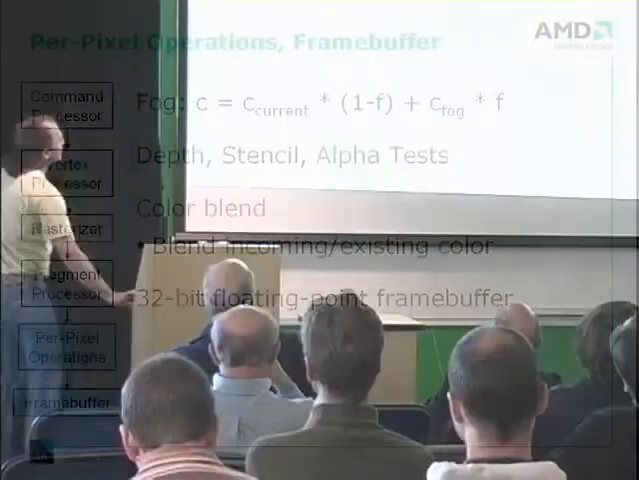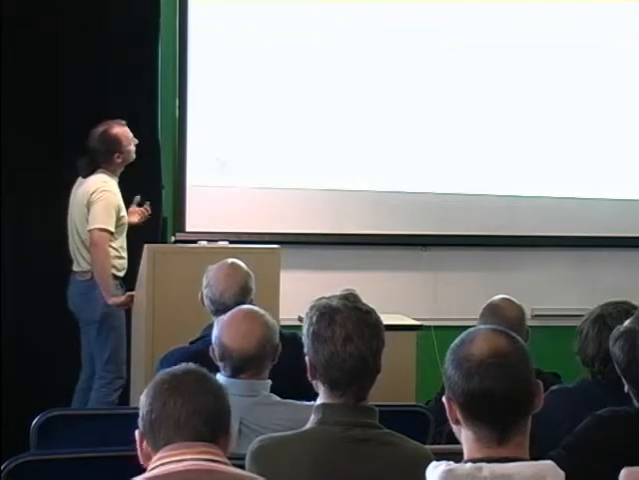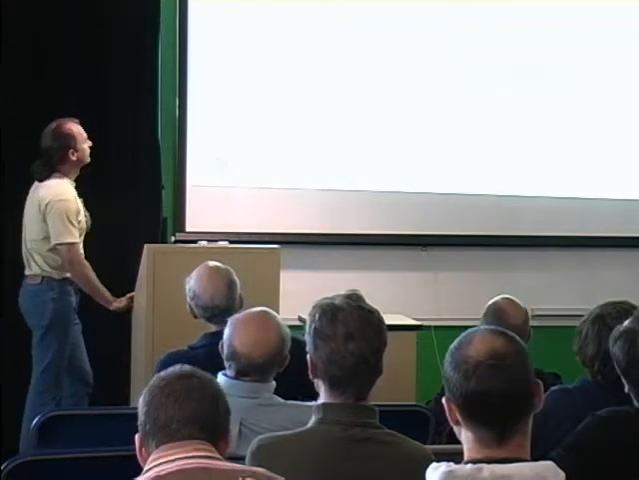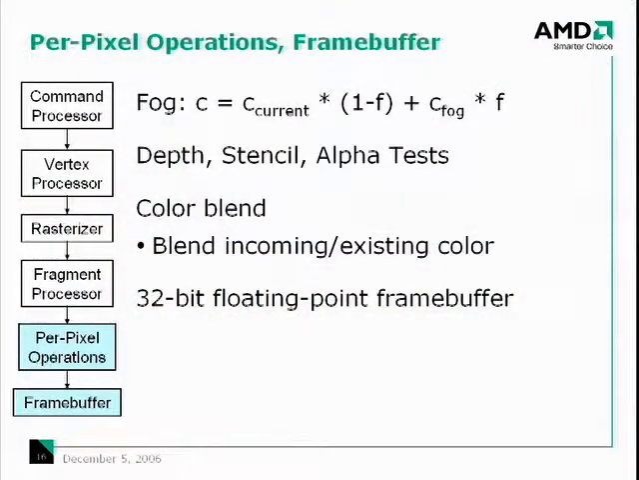Finally, we'll get to the per-pixel operations in the frame buffer. The stuff that goes on here is the application of fog. You can have a fog color, where you're trying to simulate being in a foggy atmosphere. Things very far away are just going to look white, and things closer up are going to look less so. You can just do this linear blend to get that effect. With the fog factor, there are these tests.